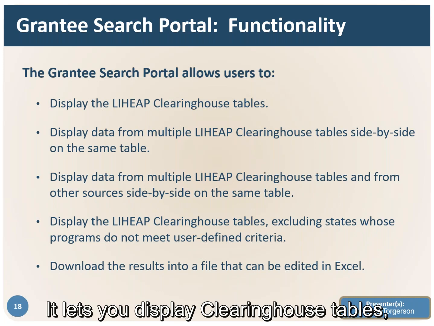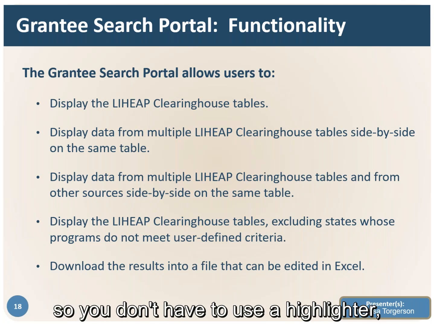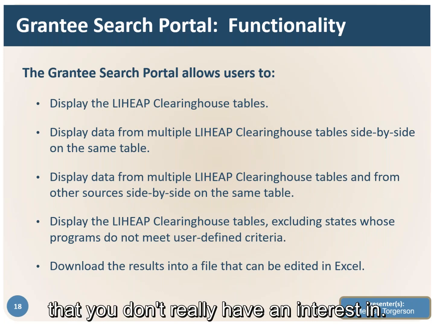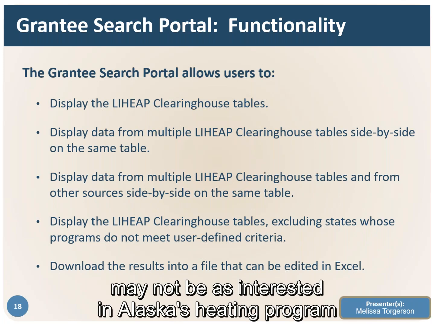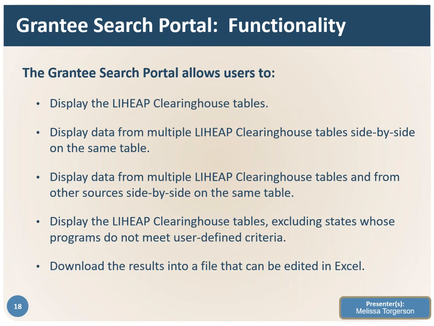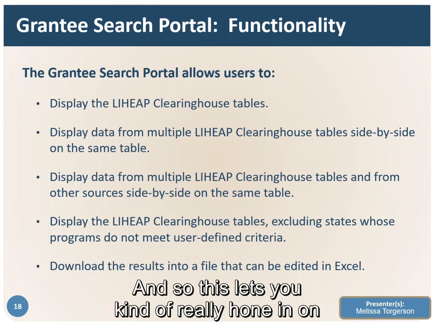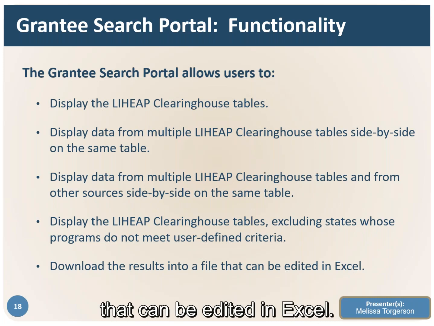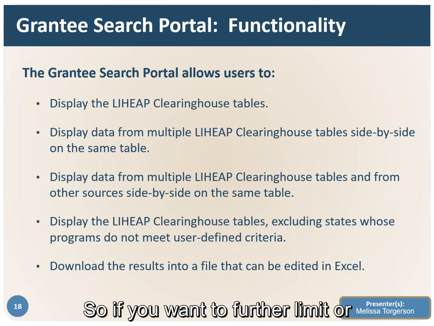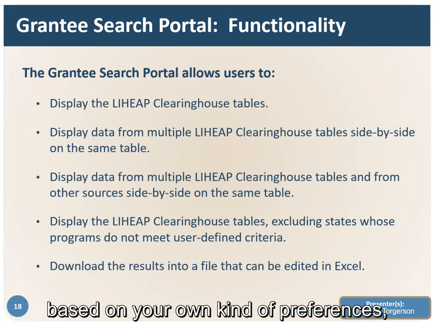It lets you just display clearinghouse tables, but it lets you take out the states, so you don't have to use a highlighter, that you don't really have an interest in. So for example, people in New Mexico may not be as interested in Arizona or Alaska's heating program as they would be, say, in Nevada's cooling program. And so this lets you really hone in on what you want to find. And then finally, it lets you download the results that can be edited in Excel. So if you want to further limit or sort the information based on your own preferences, you can do that in Excel.